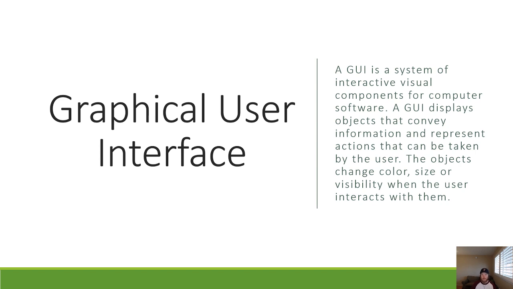And it doesn't really have to even stop there. It could be the cash register system that you use or a gaming console that you play on. And the GUI will display objects that convey information and represent actions that can be taken by the user. So obviously the actions that you have on your phone are going to be a lot different from the ones that you might use on a desktop computer. Alternatively, you might be looking at a game console that has completely different options from a cash register system that you're using. So it really just depends on the type of computer that you're using. That will give you the different objects that can change color, size, or visibility when the user interacts with them.